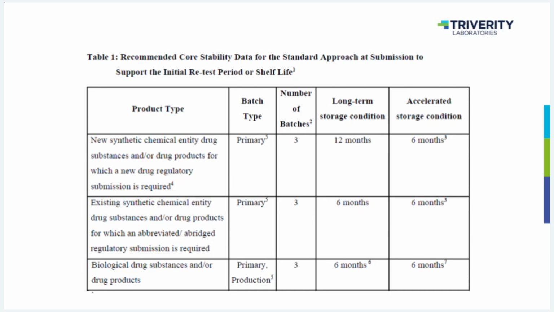For a new synthetic chemical entity, you need to present 12 months of long-term storage and 6 months of accelerated. For an existing chemical entity, it's just 6 months. And then biological is only 6 months, and usually that's because the biologics don't have as long of a shelf life anyway.